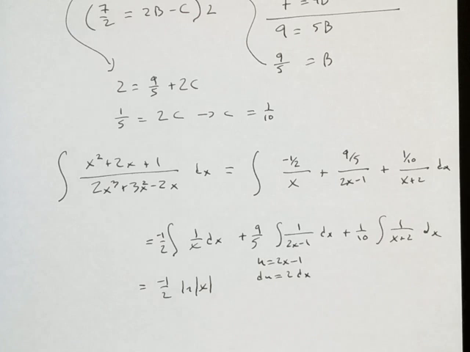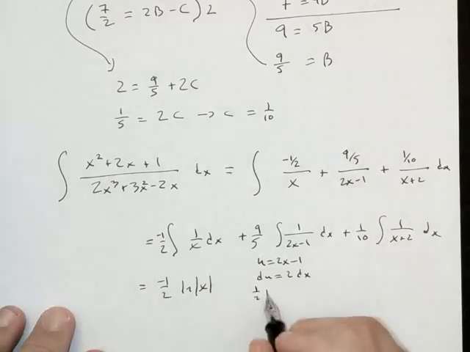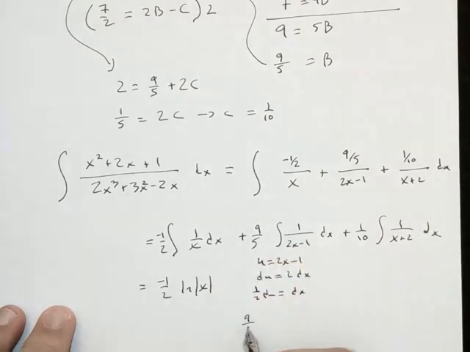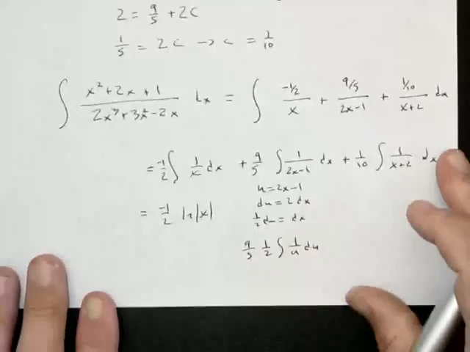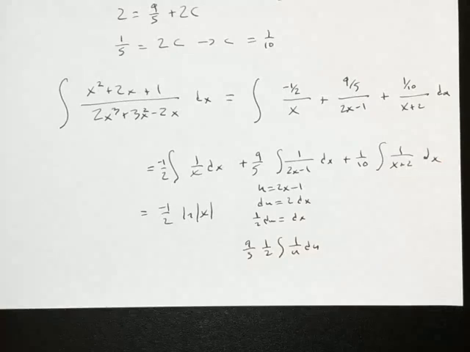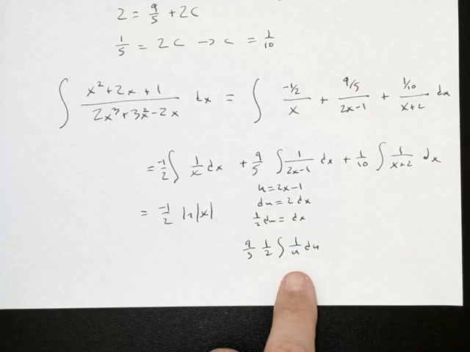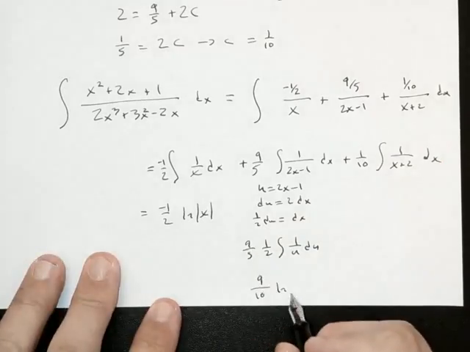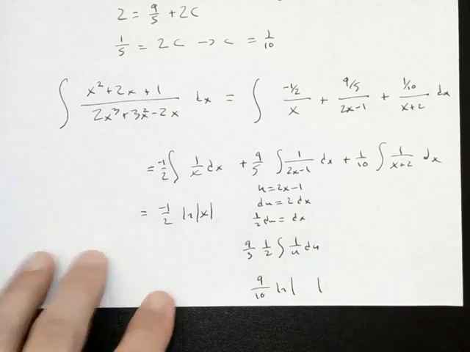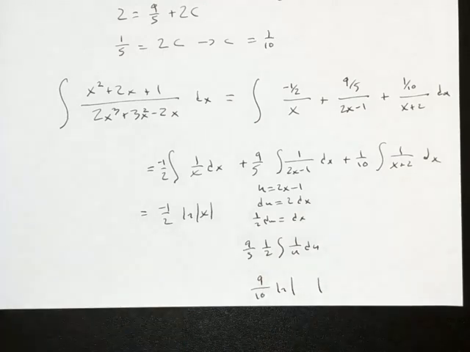No. So I'm going to get a 1/2, right? I'll write 1/2 du equals dx. So now this integral becomes 9/5 times 1/2, 1 over u du. The integral of 1 over u is ln of u, right? So this is now 9/10 ln absolute value of u. What was u?